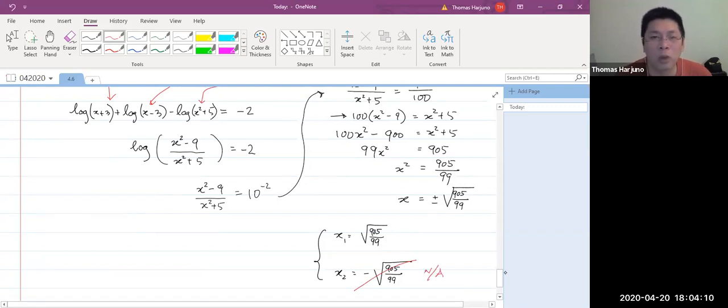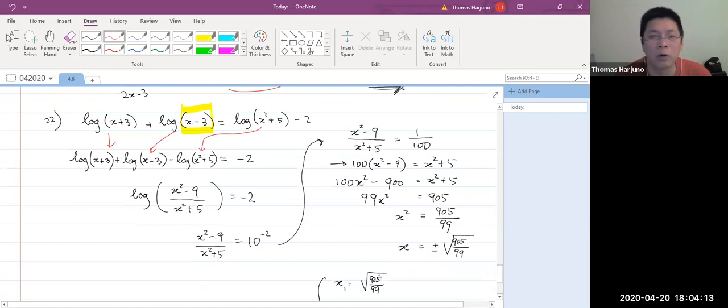And when I check x1, I think x1 will be fine. It will be more than 3. If I do it visually, this guy is greater than square root of 905 over square root of 100, right? Okay, this guy is square root of 9.05, which is greater than 3. Now greater than 3 minus 3 will still be positive. So that will be fine.